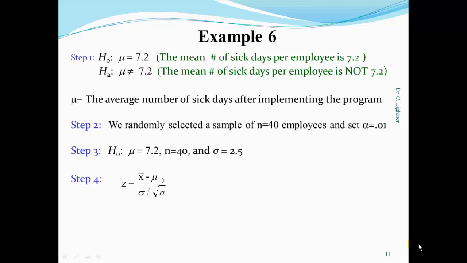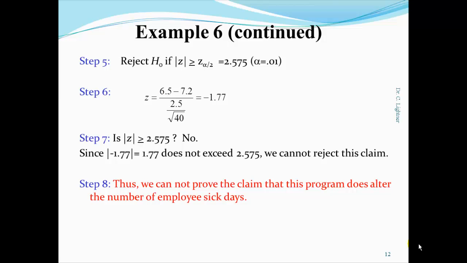In step 4, you should have listed this test statistic. And in step 5, you should have listed your rejection rule. You should have stated your z alpha over 2 value in this rejection rule. For alpha equals 0.01, you should have followed the steps outlined for computing z alpha over 2 and obtained a z alpha over 2 value of 2.575.